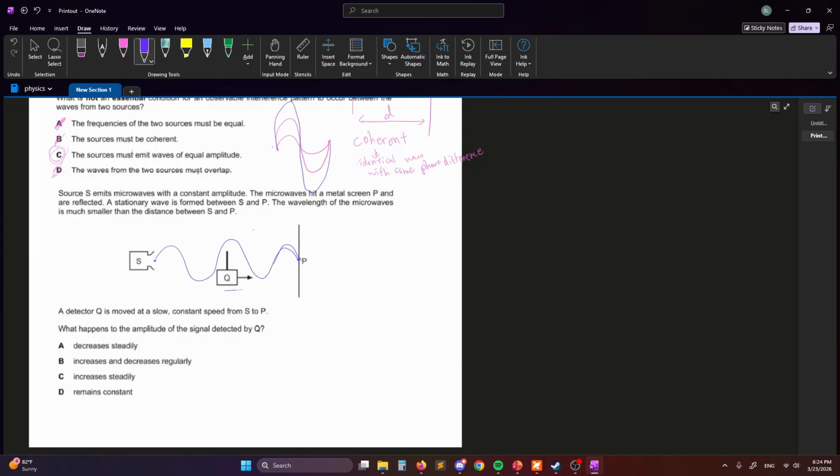So if we move Q back and forth, basically, we can see that it actually goes up and down just like a wave. So it's just gonna be B, where it increases and decreases regularly. This should pop out at you. This just means it's based on the frequency, right? So this is after a certain amount of time.